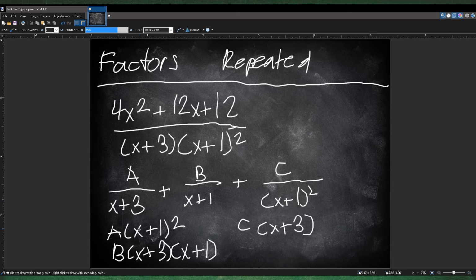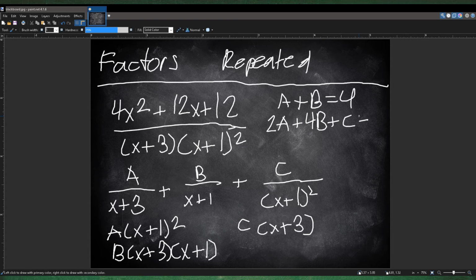So based on this case, it has to be the same as the numerator right here. The quadratic term is just a plus b, because these are the only ones. So a plus b has to equal 4. This one expands out to x squared plus 2x plus 1, so the linear term would be 2a from here. This would be 4x, so that is plus 4b. And this one has to be c times x, so that will just be c.